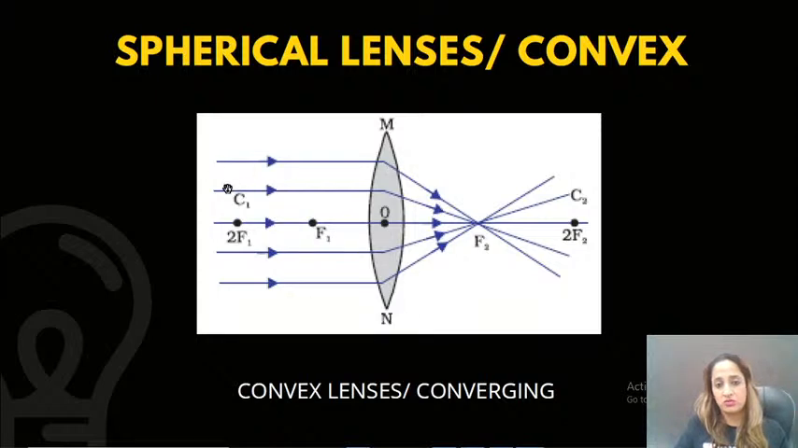Light is entering. You see these blue lines pointing towards the lens are incident rays, and after passing through the lens, they are coming out and they're meeting at this point. When they are all meeting at one point, that is called convergence. Okay, they are all meeting at this point, F2. This is what we call convergence or converging lens. So biconvex lenses are converging lenses.